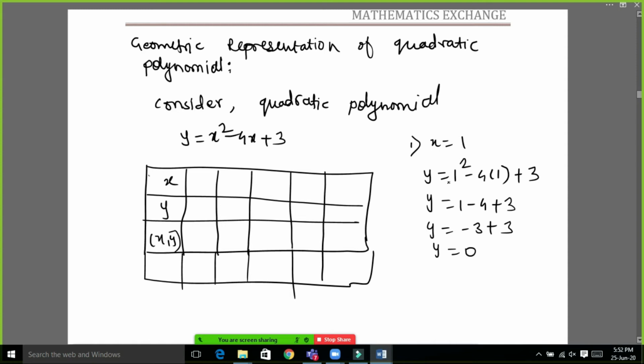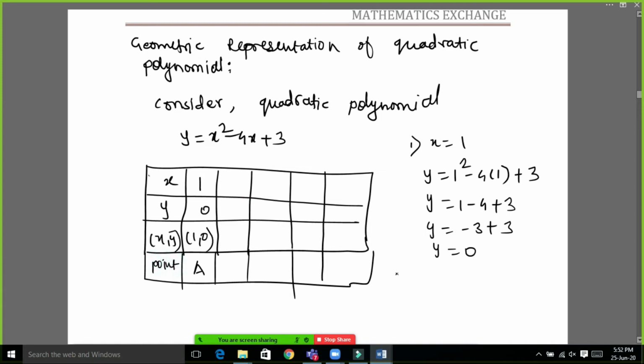So after substituting values in this equation, that is y is equal to x square minus 4x plus 3, instead of x we substitute 1, so we get y is equal to 0. So for x is equal to 1, we get y is equal to 0. So 1 comma 0 is our first point. Let it be denoted by A. These are the points we are considering.